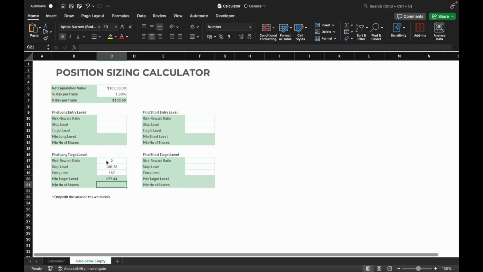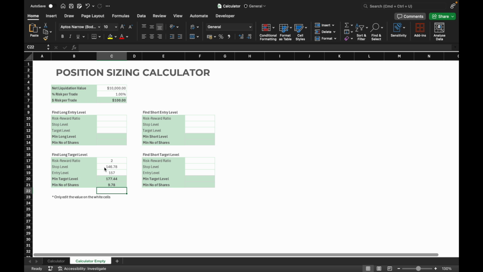The minimum number of shares to buy will be the total amount of risk per trade divided by the difference between the entry and stop loss. That's how you can find the long target level using simple calculation and formulas in a spreadsheet.